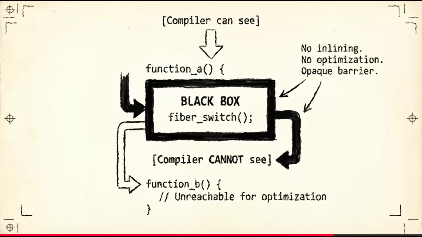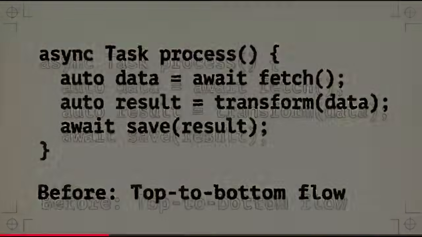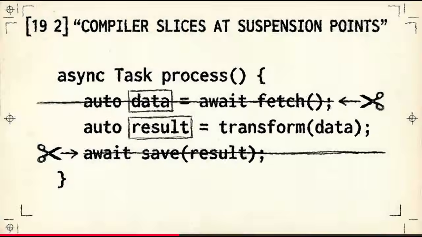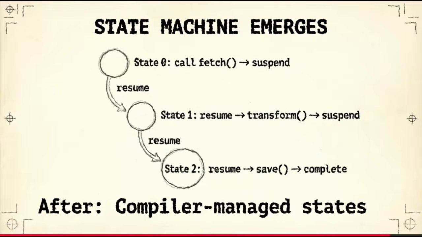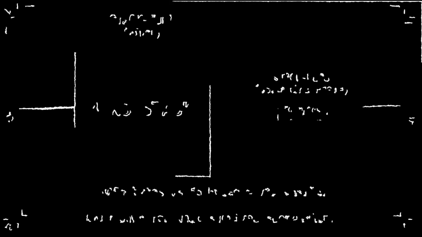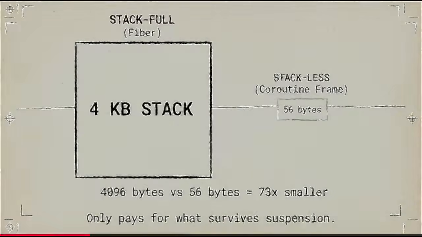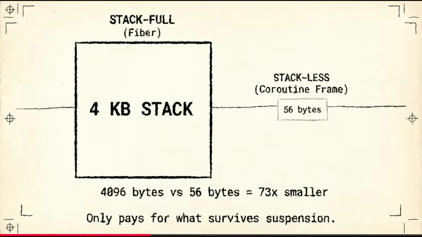Okay, so in the blue corner, we have the Stackless model. This was pushed heavily by Microsoft, led by Gornishinov. And in the Stackless model, there is no side stack. The compiler effectively takes your function and slices it into a state machine. Any local variables that need to survive a suspension point get spilled into a dedicated storage area called the coroutine frame. And the memory difference there? Oh, it's massive. Yeah. The coroutine frame might be as small as 48 bytes. We were talking bytes versus kilobytes.